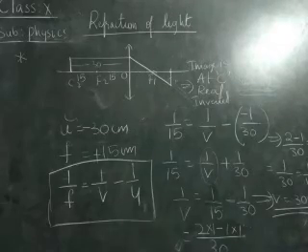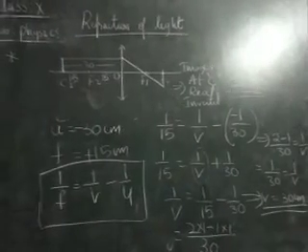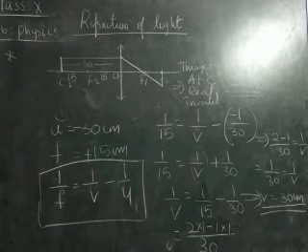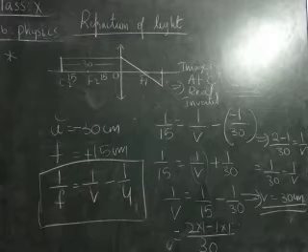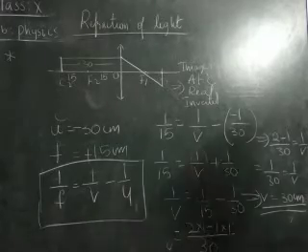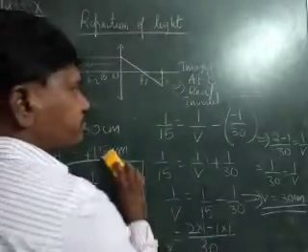Okay, the object is on the center of curvature, and we get the same size of the image. The size of the image is equal to the size of the object. The image is at center of curvature C. It forms a real image, inverted image, and the size of the image is equal to the size of the object. Okay, this is the problem.